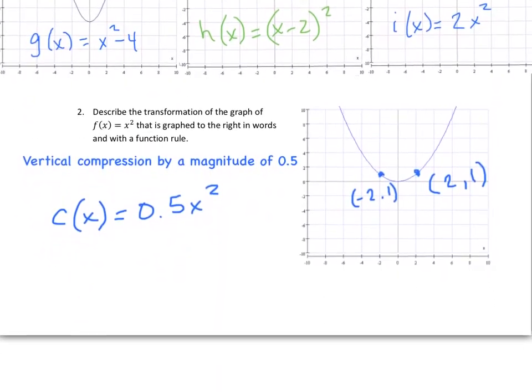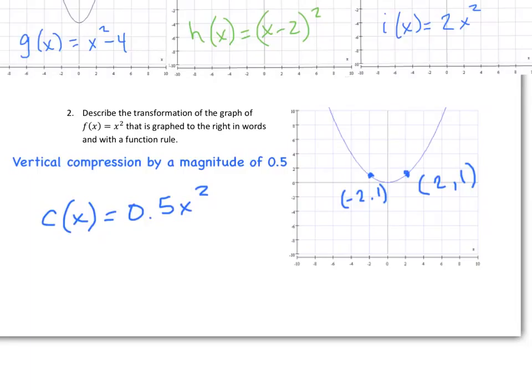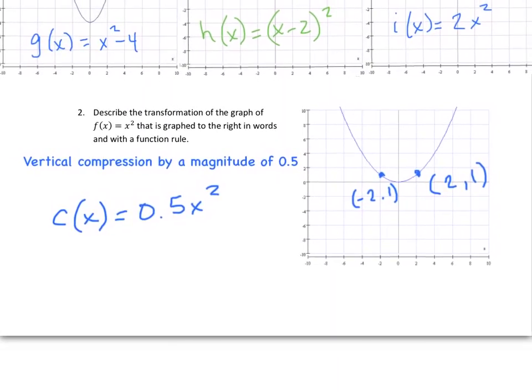And then for number 2, there's a vertical compression of a magnitude of 0.5, and we know that because when we compare the points for where x was -2, and to see what y was, when we compare that to the parent function, we know that the y values are half. So that means that the function, the magnitude being 0.5, would be multiplied to the x squared.